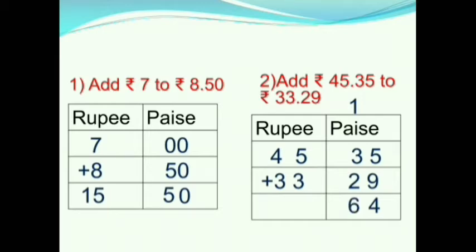Now we should add rupees. 5 plus 3 is equals to 8. Next we should add 4 and 3. 4 plus 3, 7. Therefore, 45 rupees 35 paise and 33 rupees 29 paise is equals to 78 rupees 64 paise.